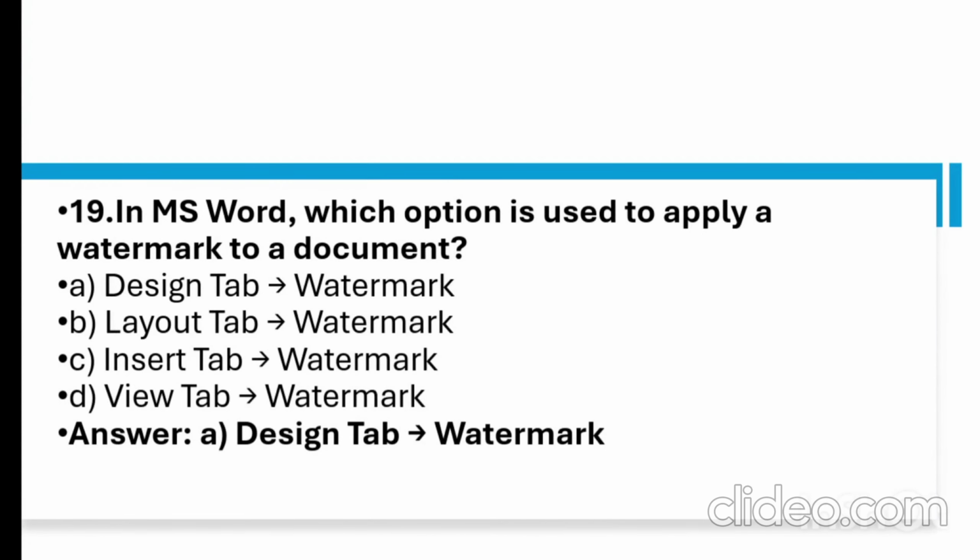Question number 19. In MS Word, which option is used to apply a watermark to a document? Options are A. Design tab, watermark, B. Layout tab, watermark, C. Insert tab, watermark, or D. View tab, watermark. So the correct answer is A. Design tab, watermark.